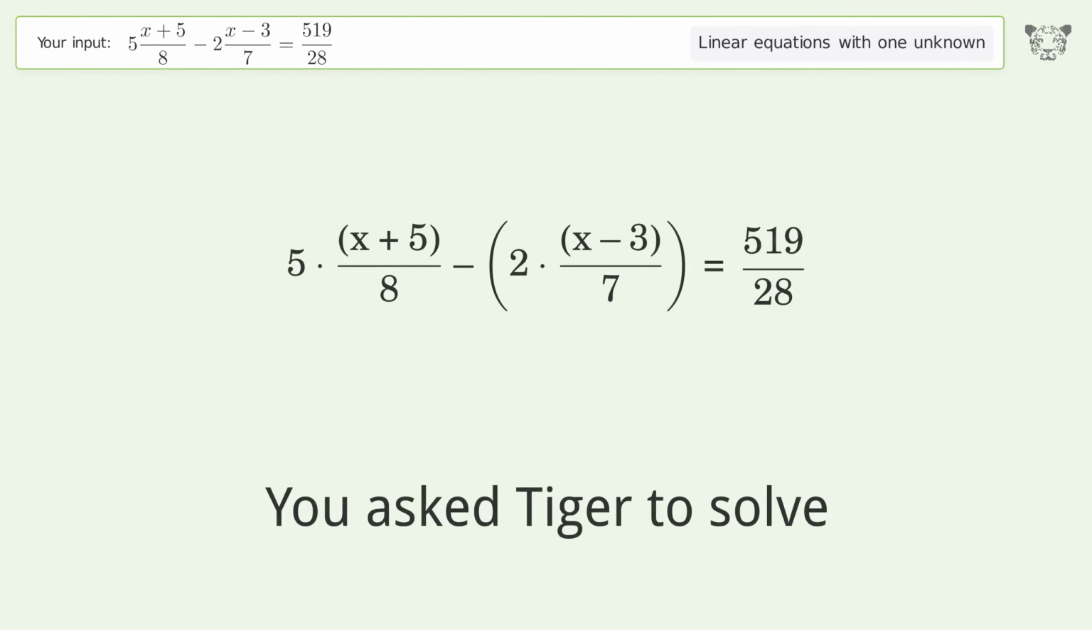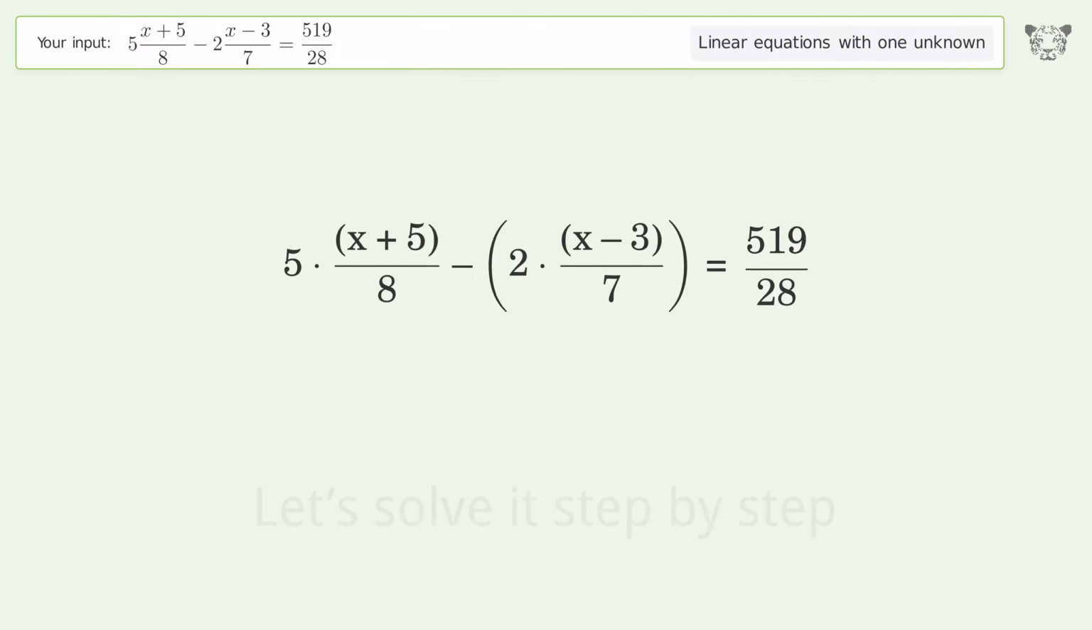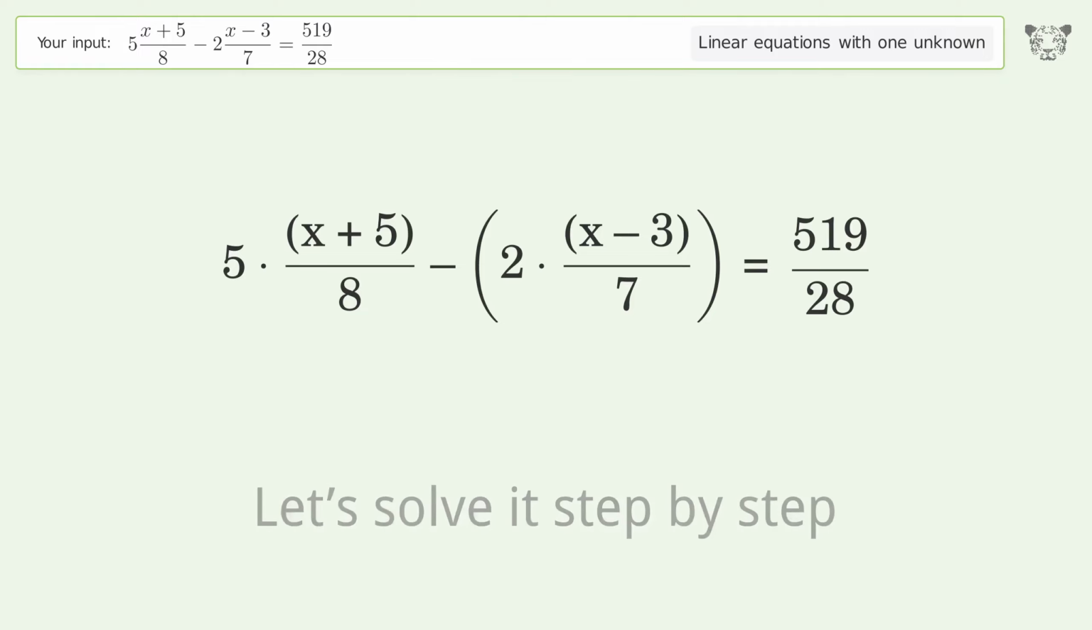You asked Tiger to solve this. It deals with linear equations with one unknown. The final result is x equals 8/15/19. Let's solve it step by step.